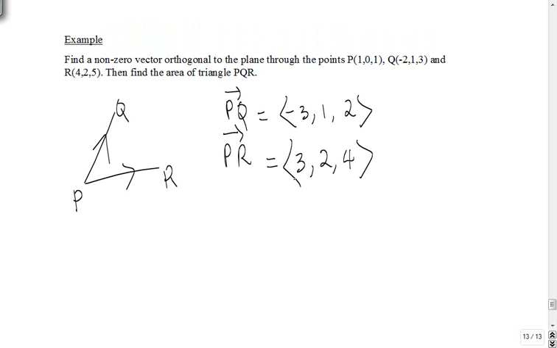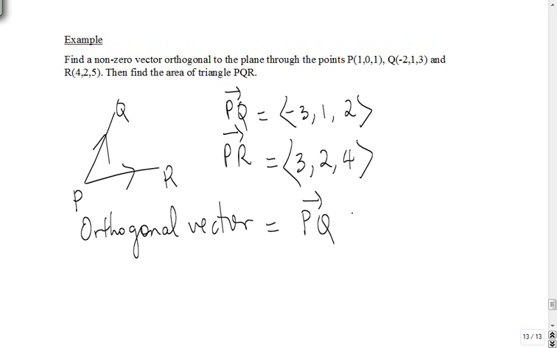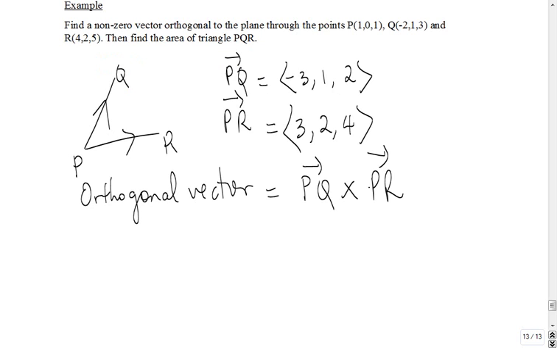So remember, these two vectors lie in the plane. So the orthogonal vector is equal to the cross product, because again, the cross product is orthogonal to each of these vectors. That's all this is. So let's find the cross product. As a determinant: I, J, K, minus 3, 1, 2, 3, 2, 4.